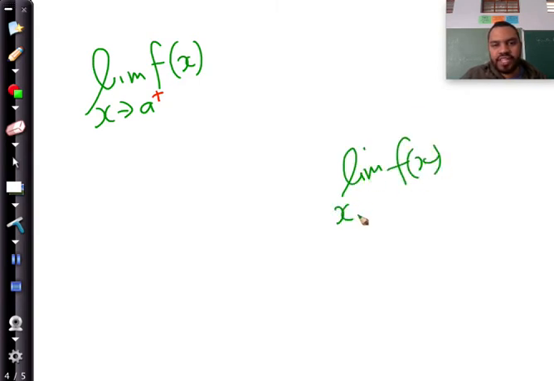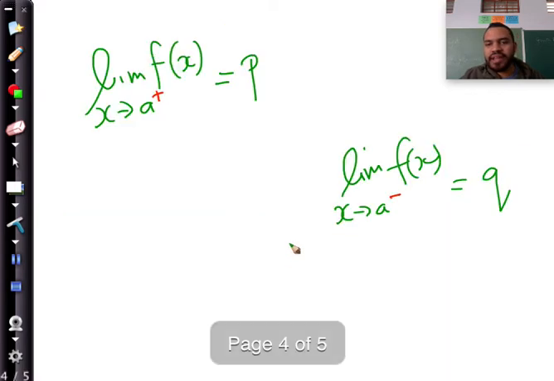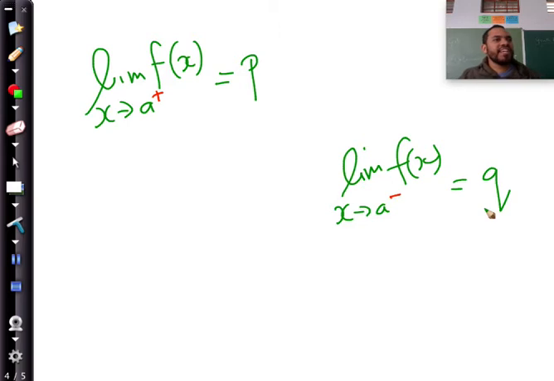As x approaches a, okay? And this one's from the negative side. This needs to be equal to some value. Let's call that value p. Are you with me? And let's call the value here q. What was the value of p here? 9. And the value of q here? 6.